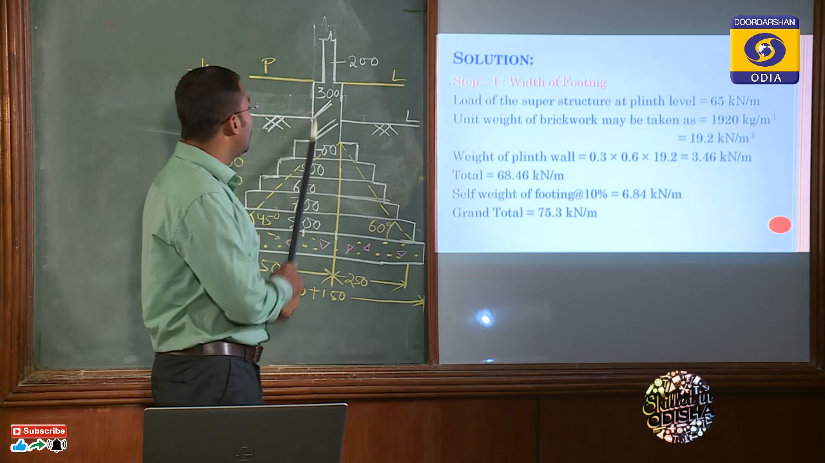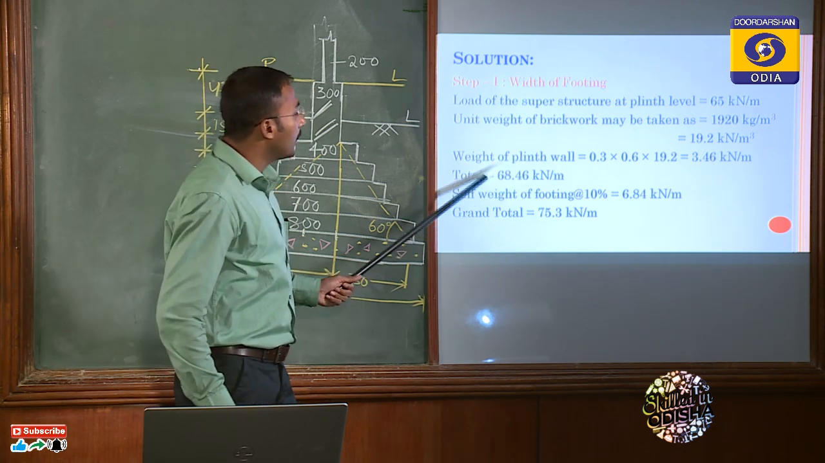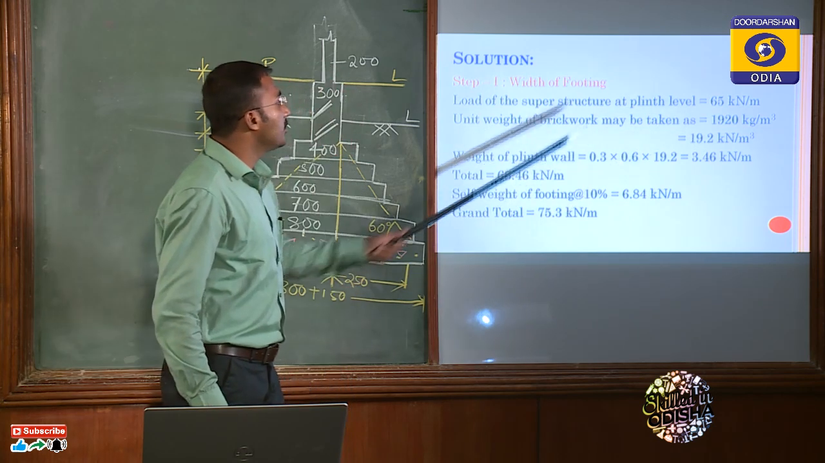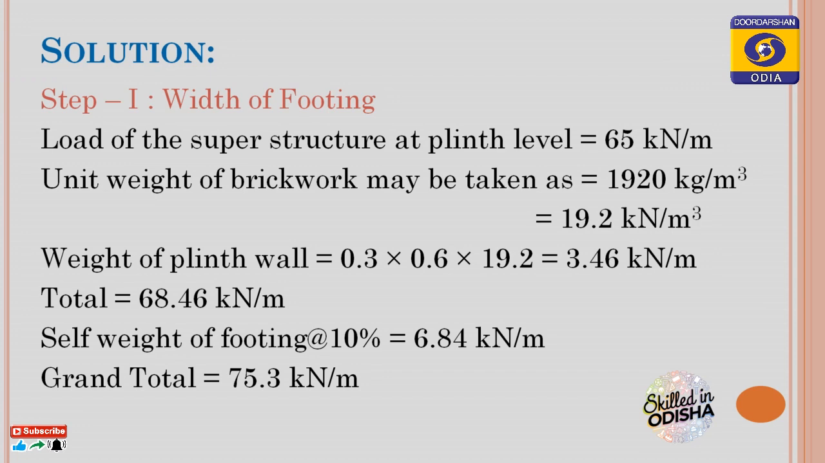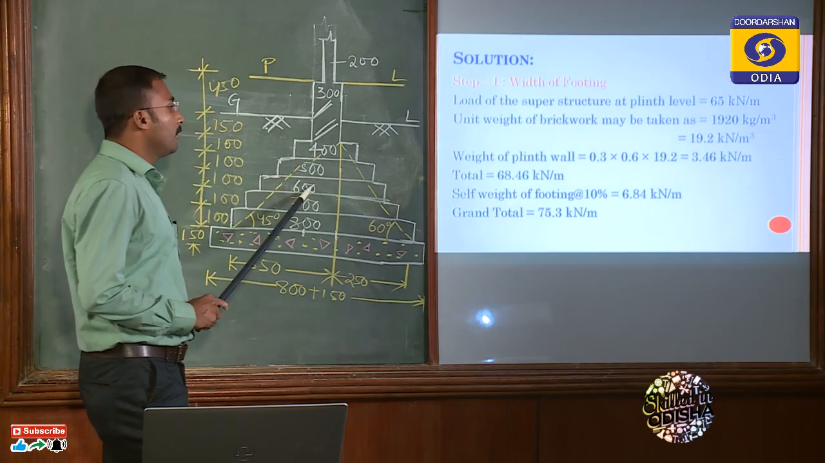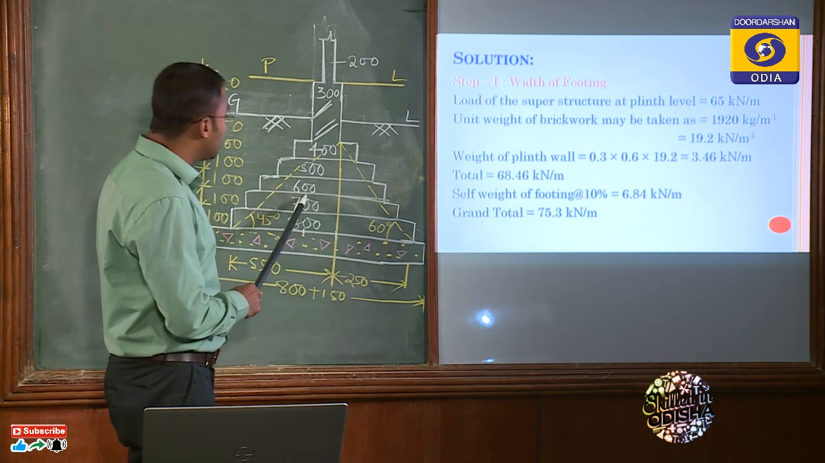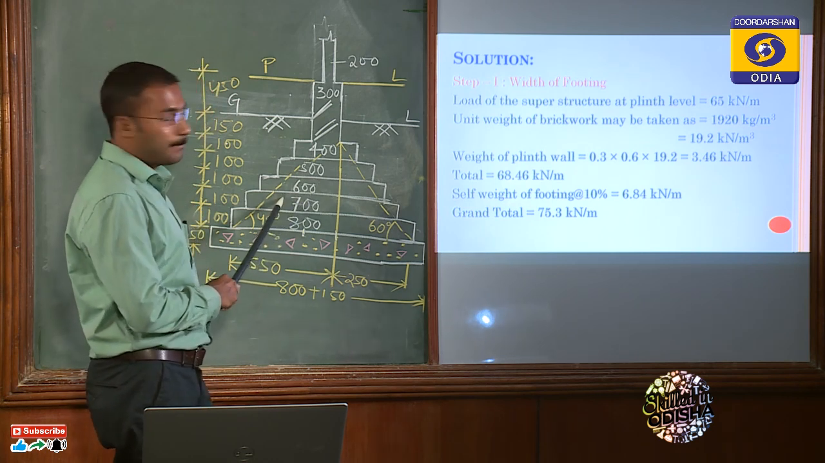that means the plinth at the plinth level. So the weight of the plinth wall is 3.46 kilonewton per meter. So it totally comes to 68.46 kilonewton per meter. Now we take the self weight of the footing. As in the case of RCC, we used to take 10%. So in this particular course also, we are taking the self weight of footing as 10%.